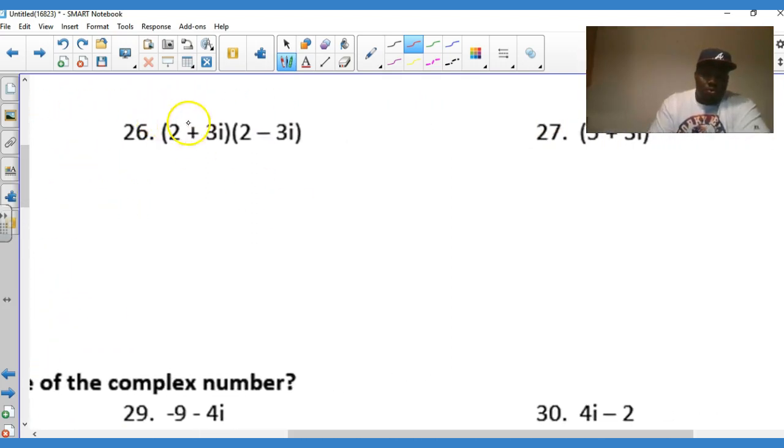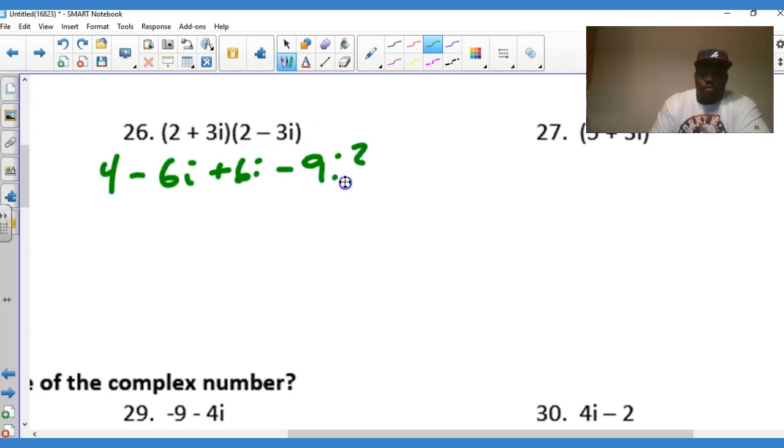These are conjugates. See how this is 2 plus 3i, 2 minus 3i? If you remember that helpful hint, you can do first times first and last times last, and that'll be it. But for the sake of doing this, I'm going to do the whole thing. 2 times 2 is 4. 2 times negative 3i is negative 6i. 3i times 2 is positive 6i. And 3i times negative 3i is negative 9i squared.